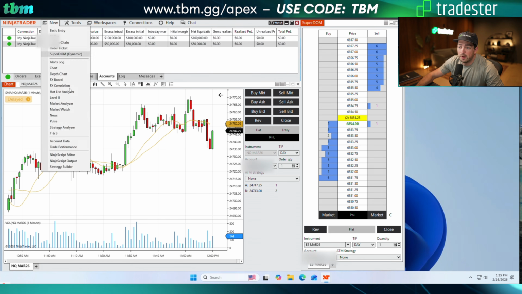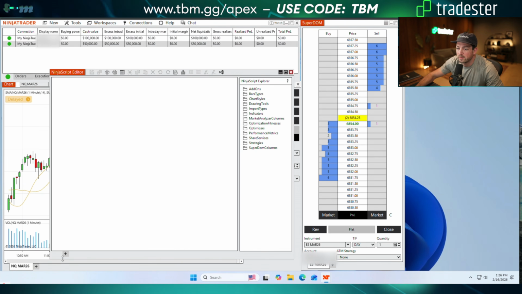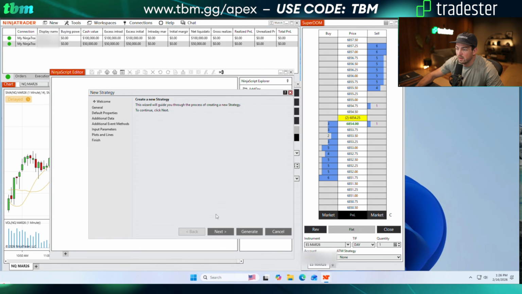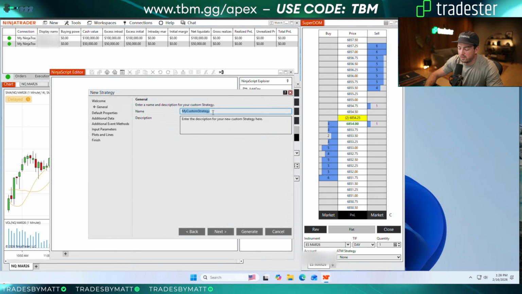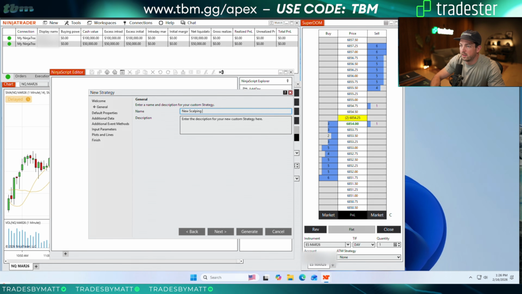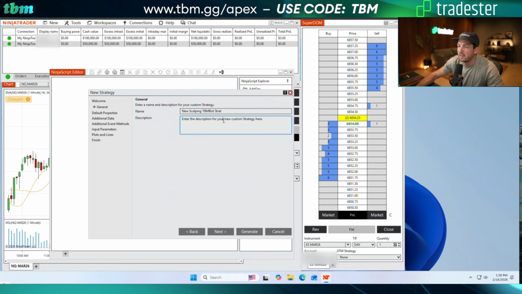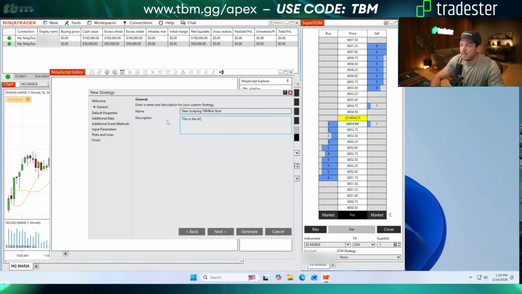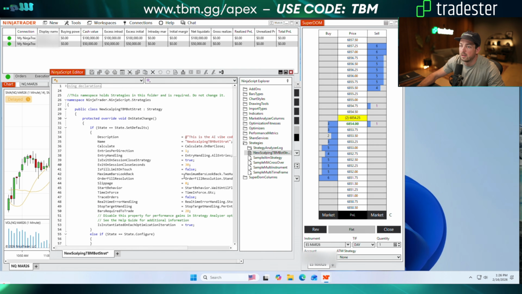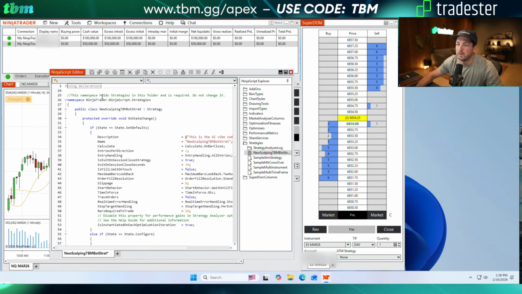So let's go to New, NinjaScript Editor. Down here at the bottom, plus, New Strategy. Okay, this is where we're going to put in our information. New scalping TBM bot strat. Let's just say this is the AI vibe code strat. Okay. This namespace holds strategy in this folder and is required. Do not change it.